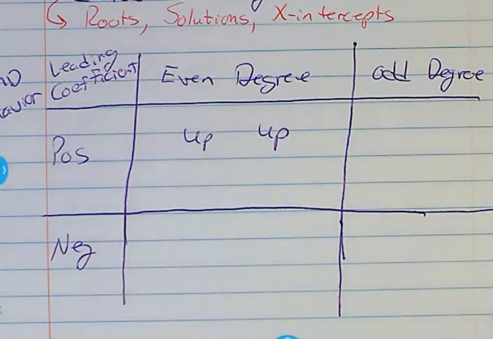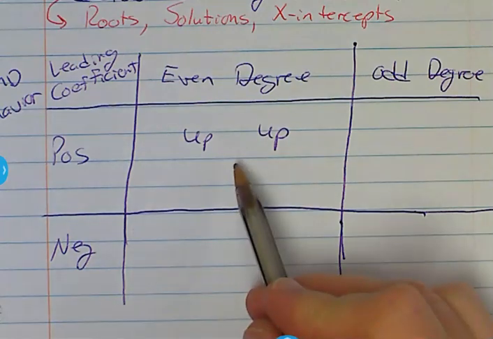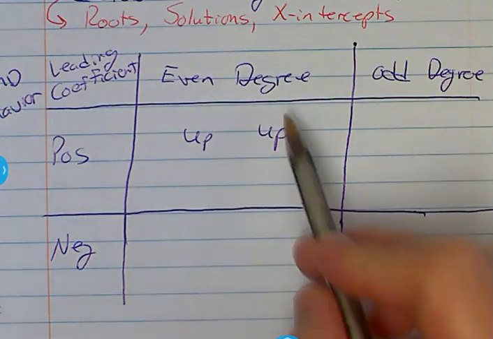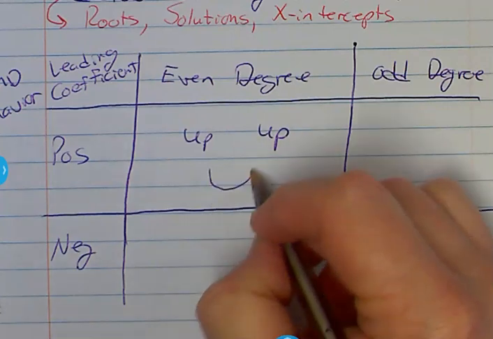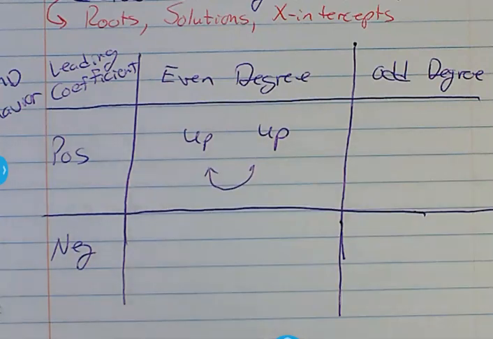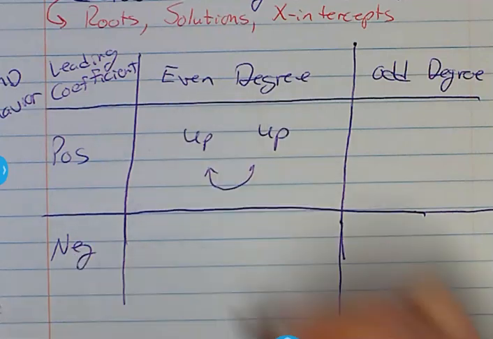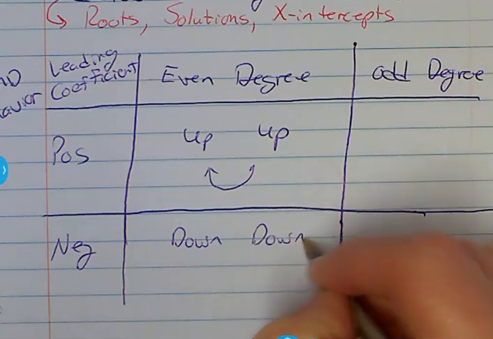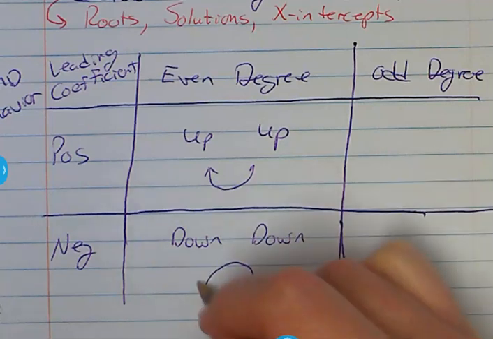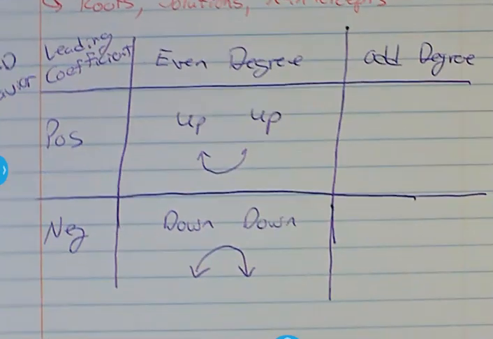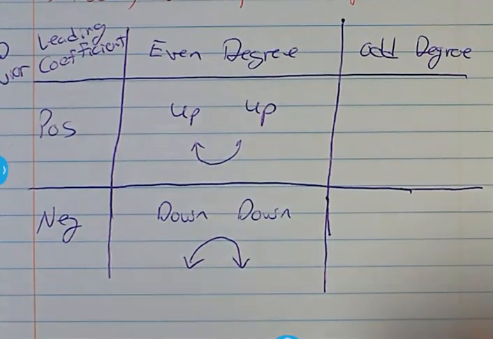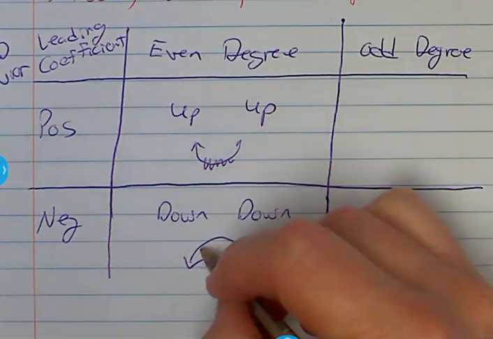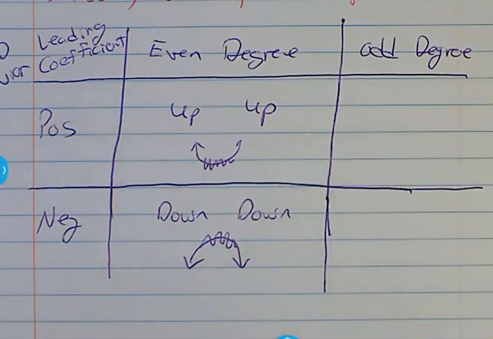And remember, if it was an even degree and it was positive, the left and right end were both going to be pointed up. If it was an even degree and it was negative, both were going to be pointed down. Okay, and the part that we don't really know, and again, is that in the middle it could do this a bunch. But mostly we're looking at what's happening on the ends of the graph.